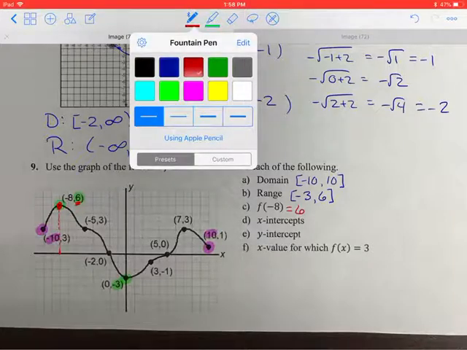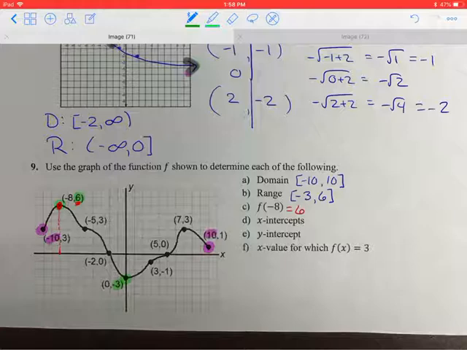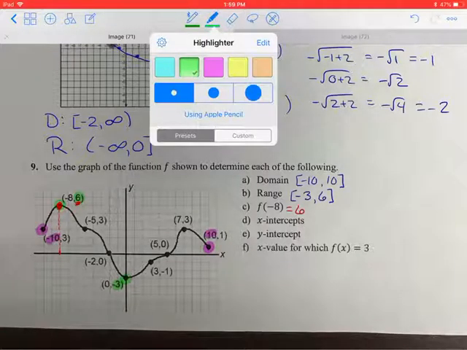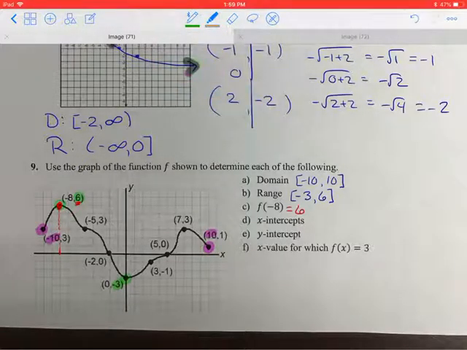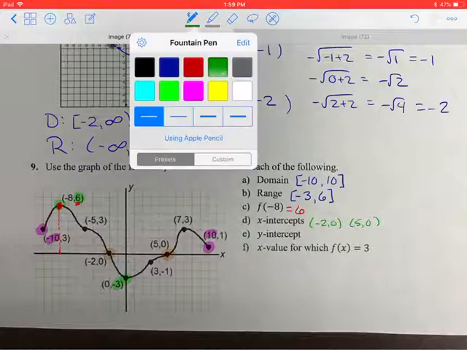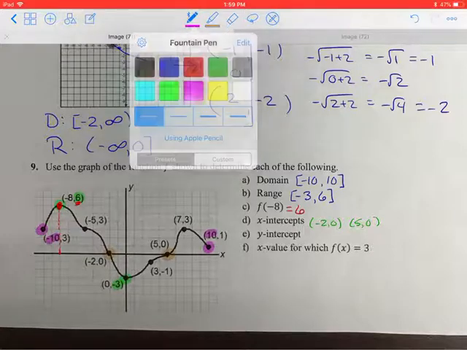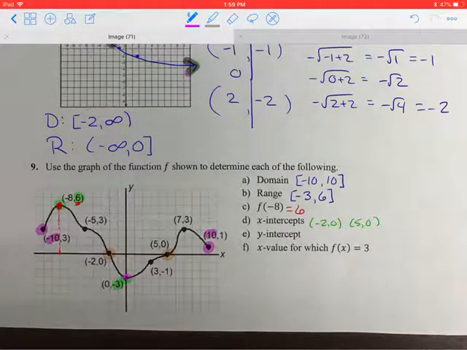All right, next I'm asked to find the x-intercept. That's going to be everywhere the graph crosses the x-axis. And I can see that I have 2. Those 2 points would be -2, 0 and 5, 0. All right, now I'm asked to find the y-intercept. If I look at where it crosses the y-axis, I can see it is right here. So that is going to be the point 0, -3.